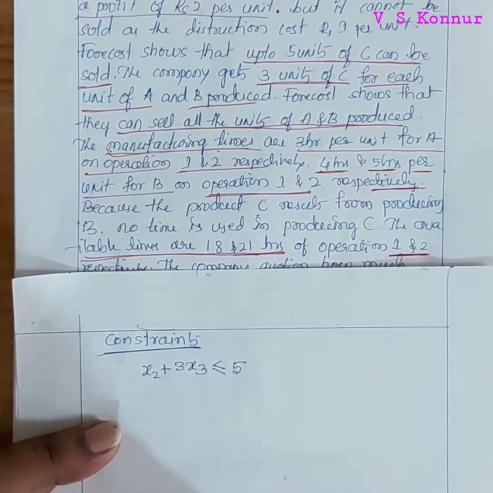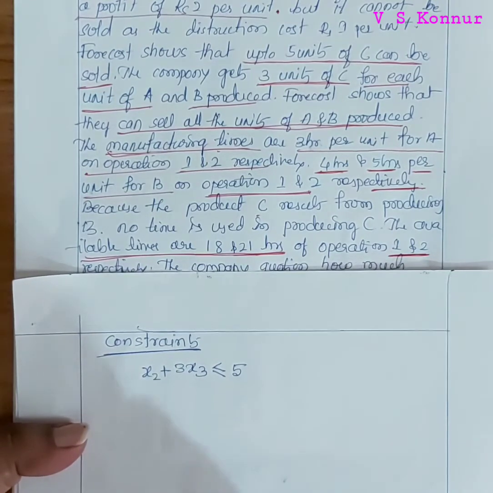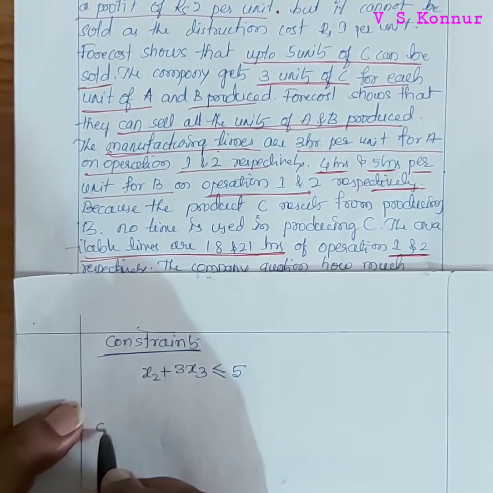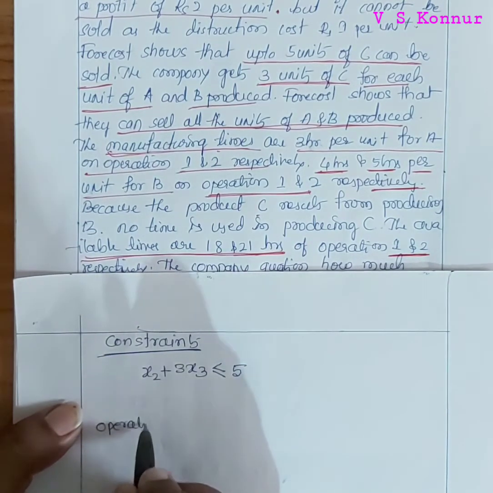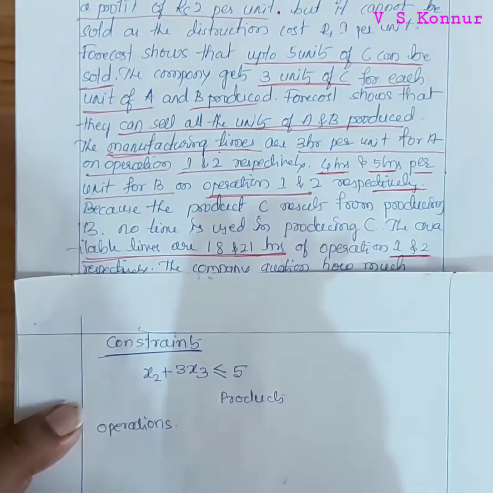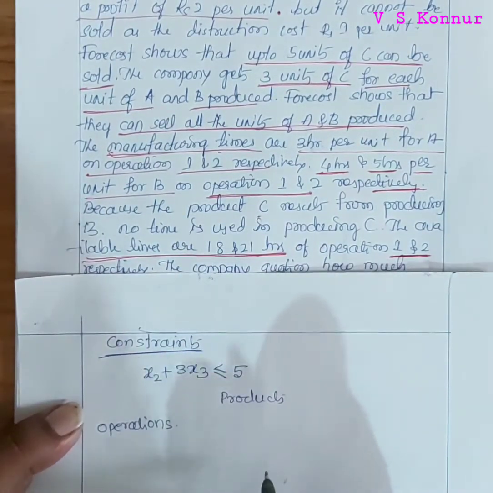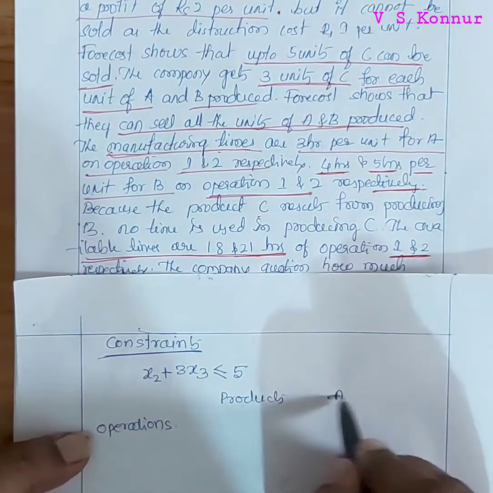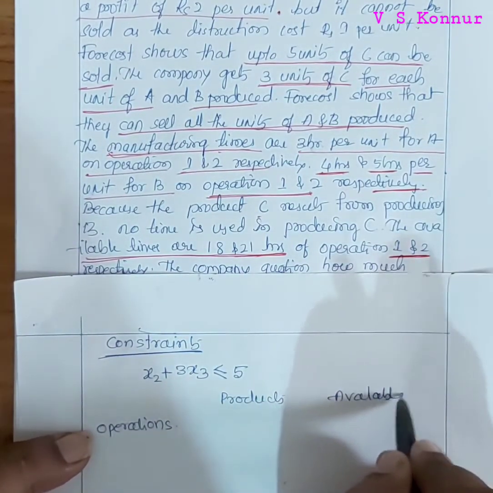Then for the second constraint, we have to form a table with operations, products and availability. It is given in the problem.